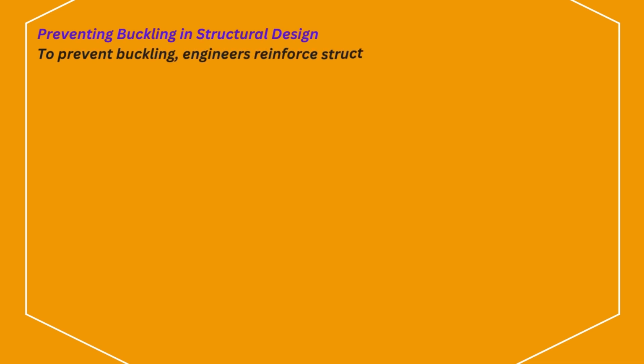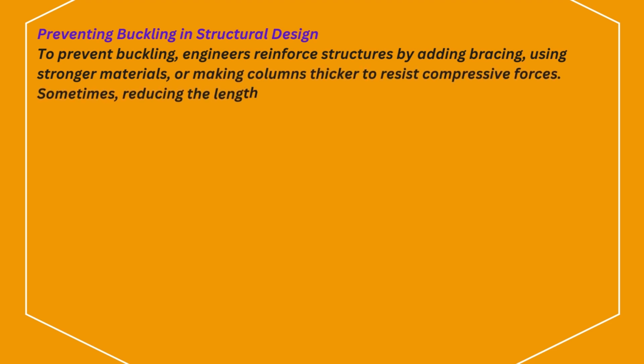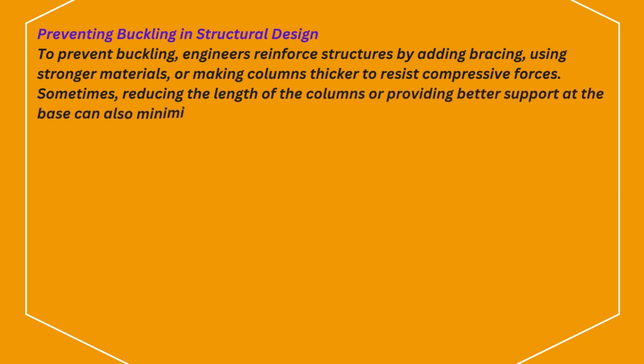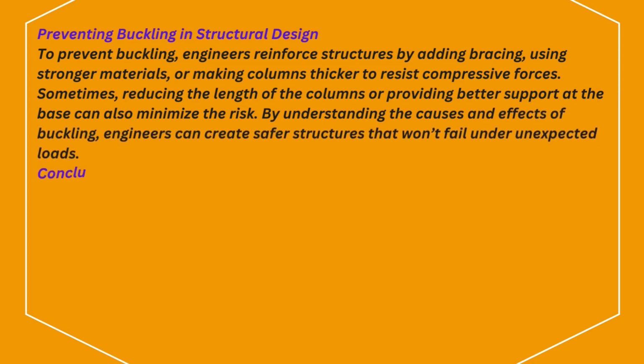Preventing buckling in structural design. To prevent buckling, engineers reinforce structures by adding bracing, using stronger materials, or making columns thicker to resist compressive forces. Sometimes, reducing the length of the columns or providing better support at the base can also minimize the risk. By understanding the causes and effects of buckling, engineers can create safer structures that won't fail under unexpected loads.